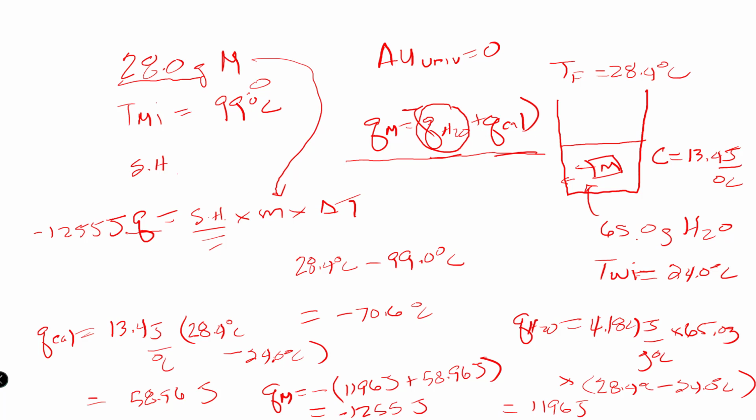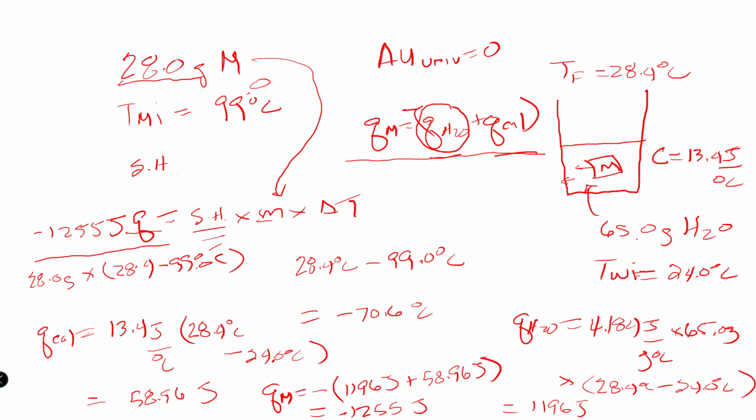And then we're going to solve for specific heat. So we're going to divide this Q by the mass of the metal, which is 28.0 grams, and then multiply that by the temperature change, which is 28.4 minus 99.0 degrees Celsius. All right, and again, the negatives will cancel out here, so this is going to work out perfectly. So we got a negative 1255, or 1254.96, but we'll round it off at the end.